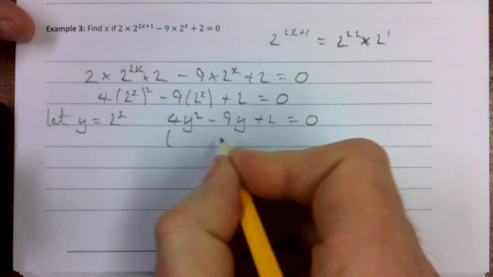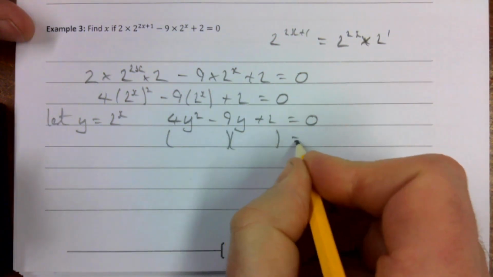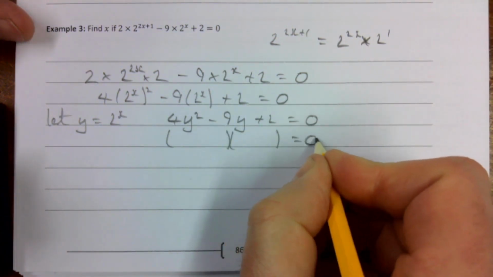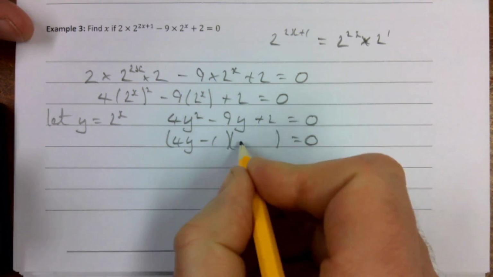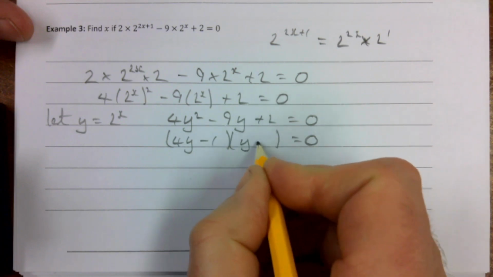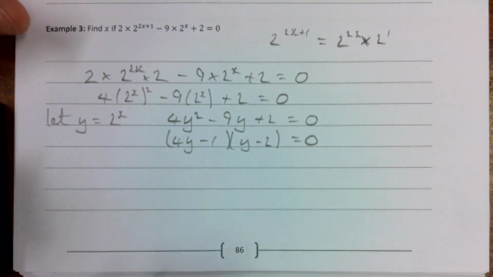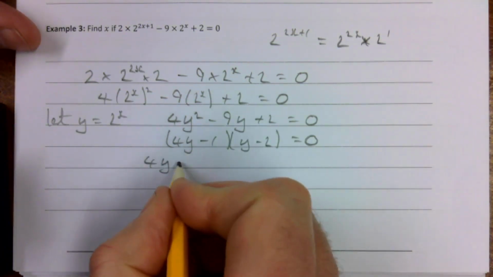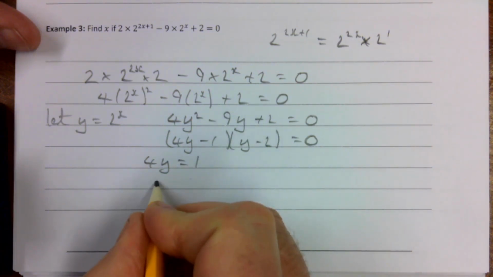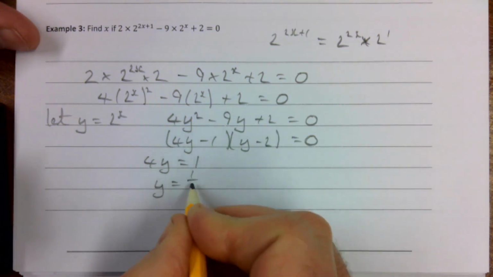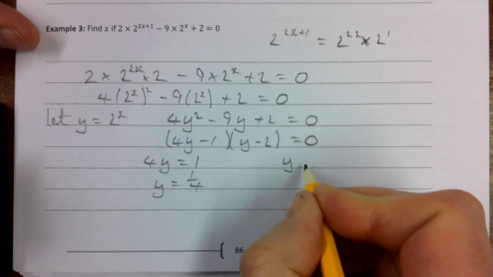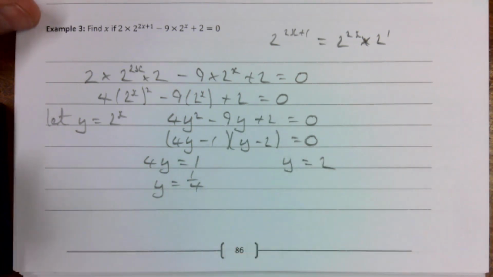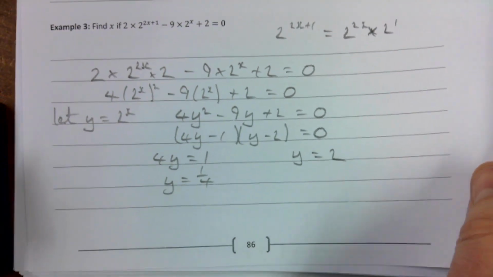This is not a video about how you solve quadratic equations. You should be familiar with that. If you're not, you need to go back and look at it. But this gives us 4y minus 1 and y minus 2 equals 0. So I get 4y is equal to 1, and y then is a quarter, or I get y equals 2.